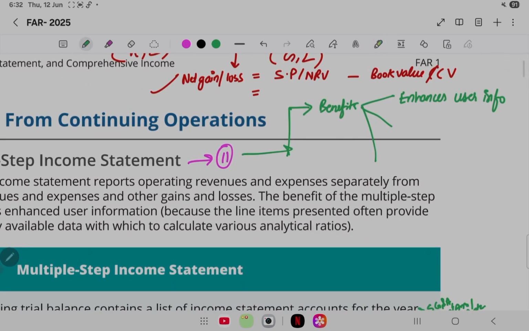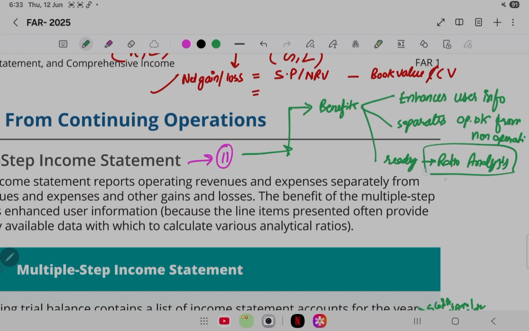Second benefit is it separates the operating business from non-operating, and it provides readily available information for the ratio analysis. Why ratio analysis? I will make you understand in the question.